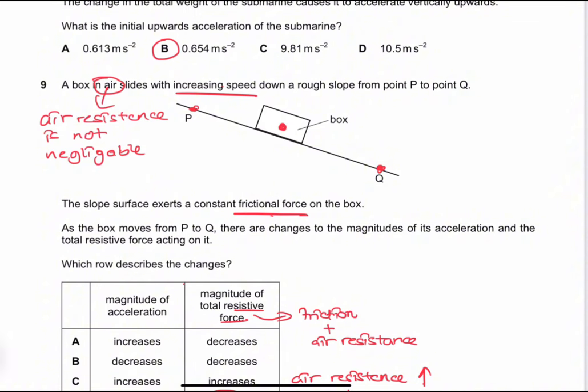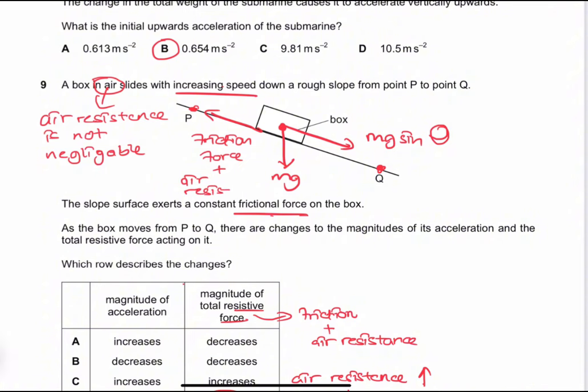We've been resolving this, that this is your weight, mg. So this is mg sine theta, right? So this component of weight is the one which is acting downwards, right? But here we have the frictional force, right? That is acting here, as well as air resistance, right? So frictional force as well as air resistance.